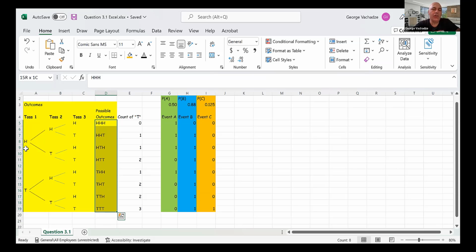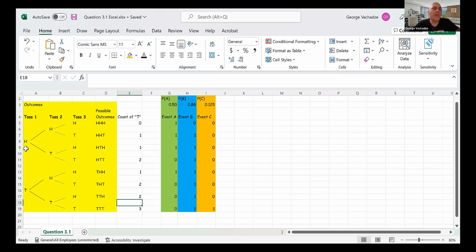Now we are interested in probabilities related to the occurrence of tails. In column E, we see how many times T appears in each possible outcome. If we get head, head, head, then we have 0 tails in that outcome. If we have HHT, then T occurs only once. In the outcome HTH, T occurs once again. In outcome HTT, it occurs twice, and so on. And the final outcome is tail, tail, tail, where T occurs 3 times.